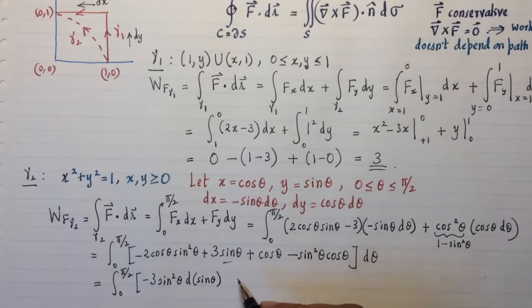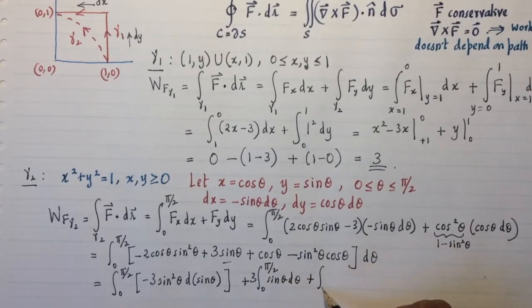Well, that's always true, is it not? And then the remaining 2 integrals I have are just the integral from 0 to pi by 2 of 3 times sine theta d theta, and the integral from 0 to pi by 2 of cosine theta d theta. These can be easily done.